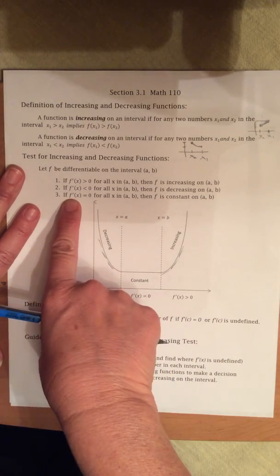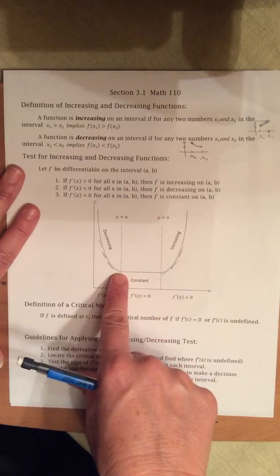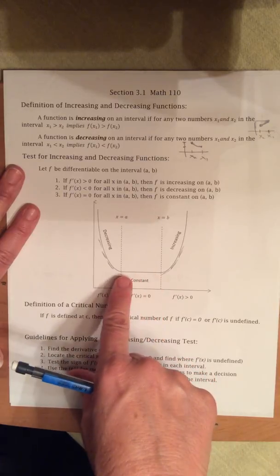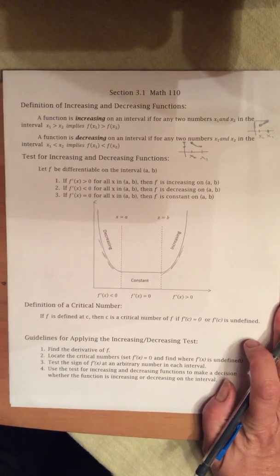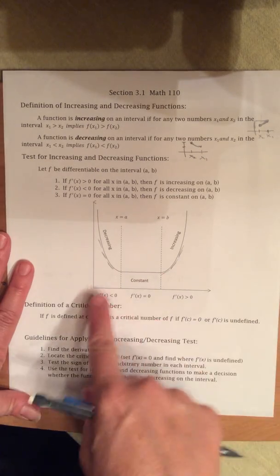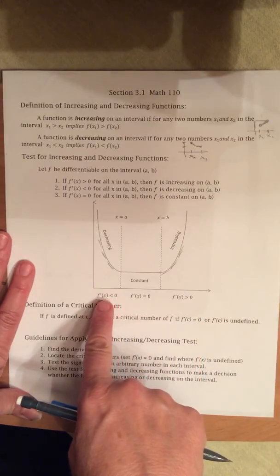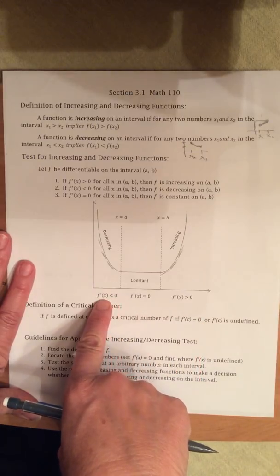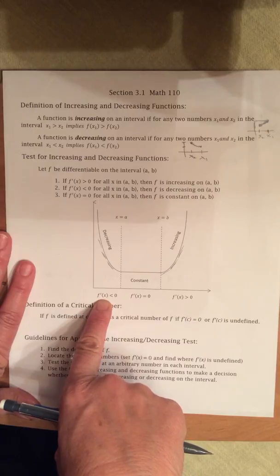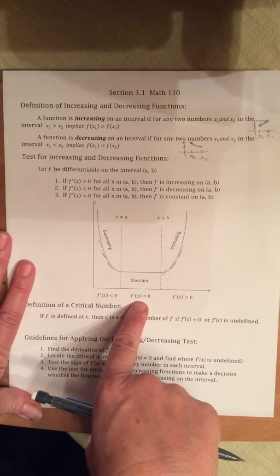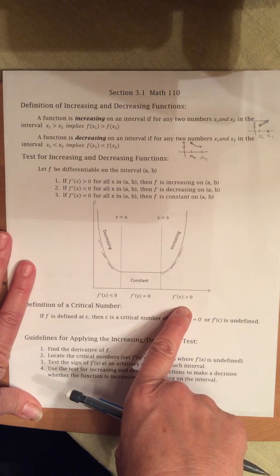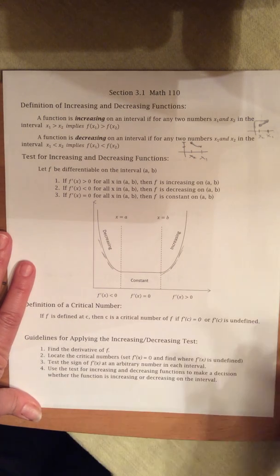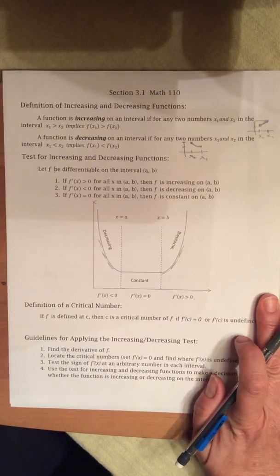Or if the derivative is 0 for all those values, we may have a constant function where the value of the function stays the same across the interval. So in terms of a picture, negative derivative means your function's decreasing. 0 derivative means it's constant. Positive derivative means it's increasing. And that's what we're going to use when we're testing in 3.1 for these different intervals.